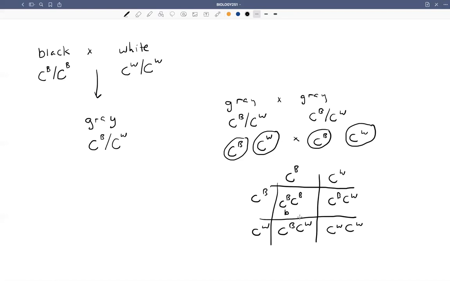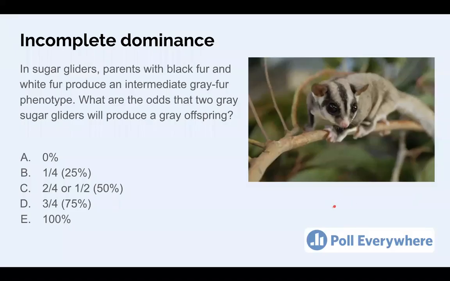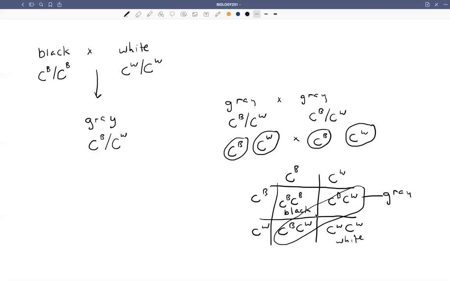So tracking back to our phenotypes, this would be a black furred individual. This would be a white furred individual. And these would be gray. So the question was, what are the chances that they would have a gray offspring? So the chance of any one offspring being gray furred is 2 out of 4 equals 1 out of 2 equals 50%.